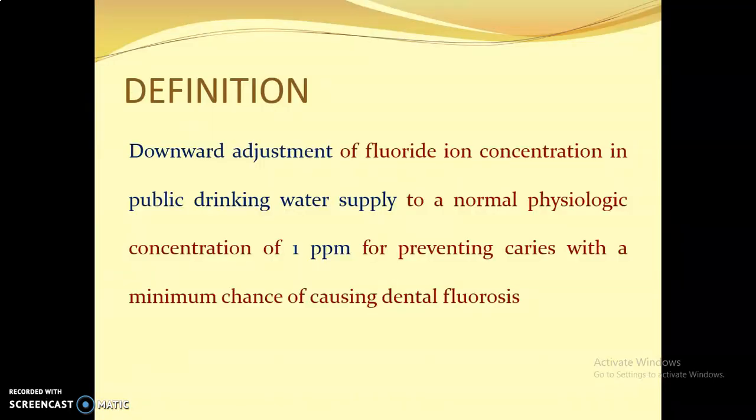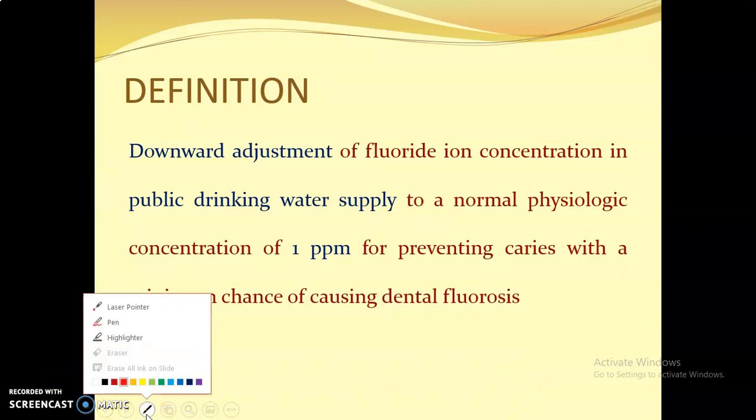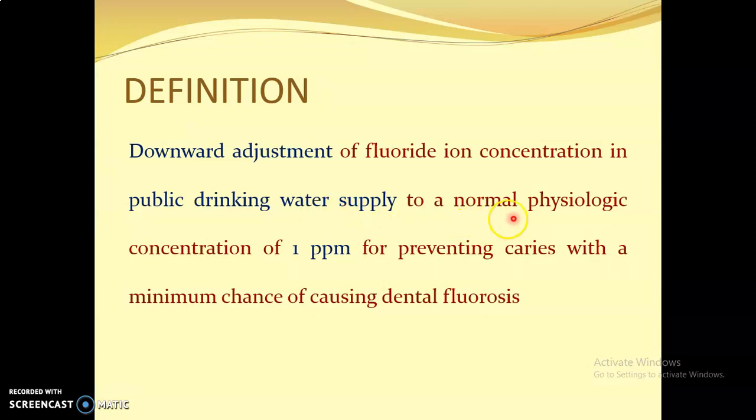So first, coming to the definition of defluoridation, it is also a very important definition. The downward adjustment of fluoride ion concentration in public drinking water supply to a normal physiological concentration of 1 ppm for preventing caries with a minimum chance of causing dental fluorosis. So we have been talking about fluoride as a double-edged sword. Here the definition is, it is basically the downward adjustment of fluoride ion concentration. So when you have the public drinking water supply, you reduce the fluoride concentration, and you do not completely eliminate it, because you all know fluoride is also beneficial.